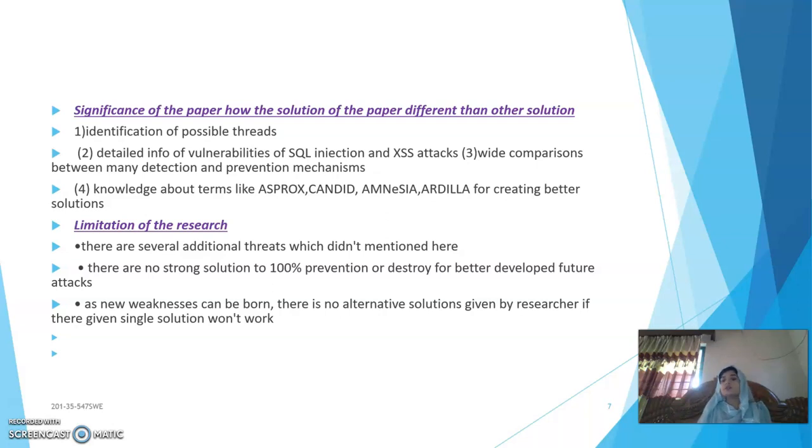This research paper not only has pros, it also has some limitations, just like other research papers. The limitations are that there are several additional threats which were not mentioned here. There is no strong solution for 100% prevention or destruction for better development against future attacks. As new weaknesses can be born, there is no alternative solution given by the researcher. If they are given, a single solution won't work.